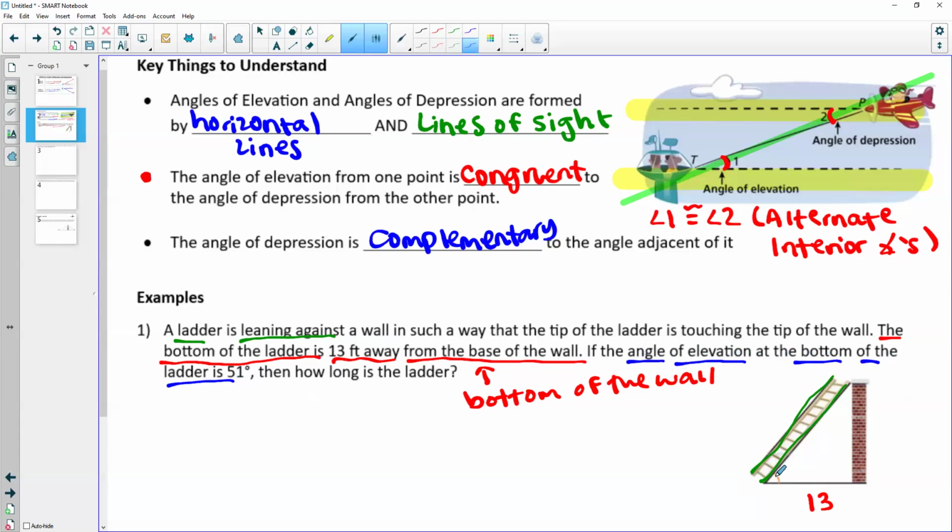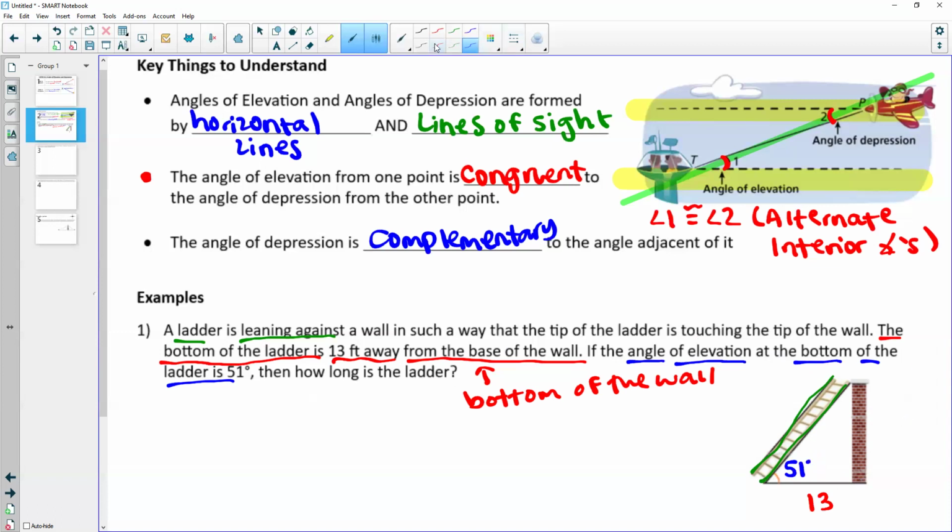So I'm looking at the bottom of the ladder. Angle of elevation, remember, is formed with a horizontal line and an upward line of sight. So our angle of elevation here, here's our horizontal line and our upward line of sight. This angle of elevation, they tell you, is 51 degrees.